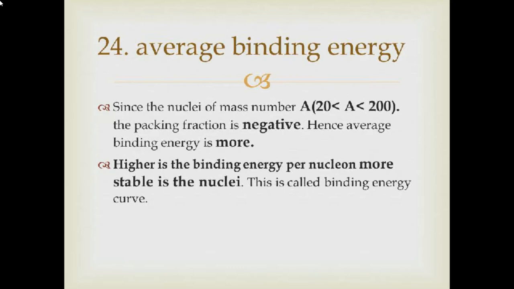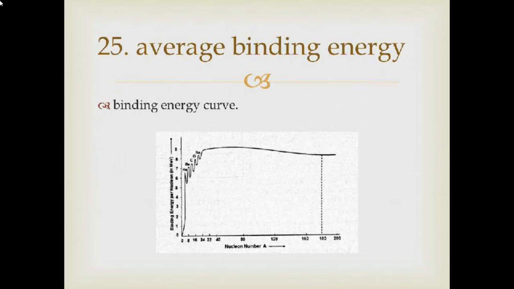The higher the binding energy per nucleon, that is the average binding energy, the more stable the nucleus is. This is the binding energy curve. It is plotted between nucleon number A on the x-axis and binding energy per nucleon, in mega electron volt, capital MeV, on the y-axis. Very important: nucleon number A on the x-axis and binding energy per nucleon on the y-axis, and the binding energy per nucleon has the unit mega electron volt.